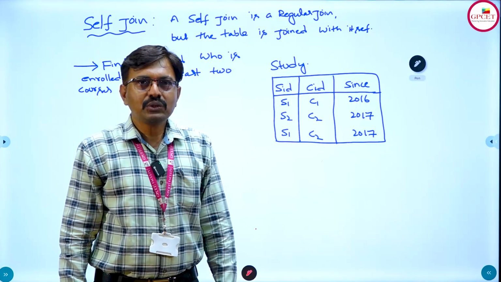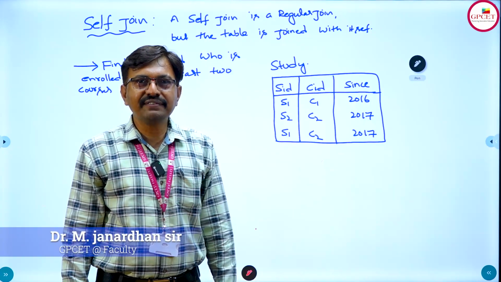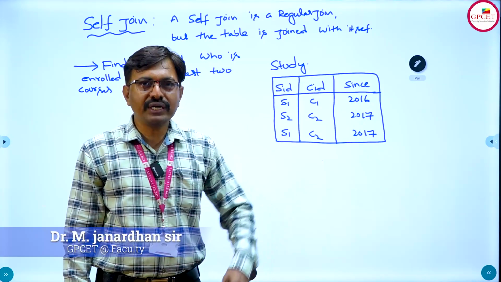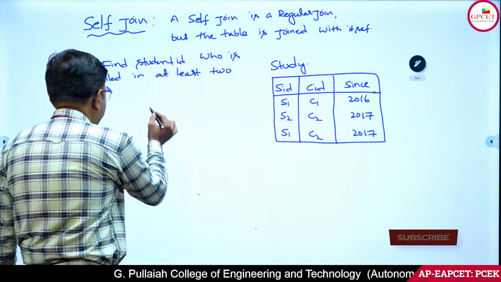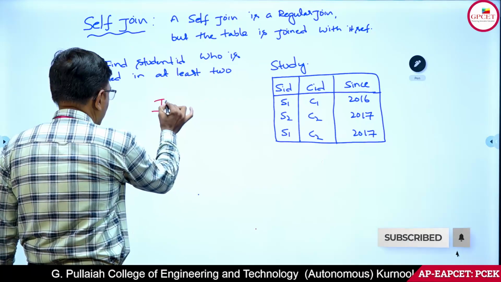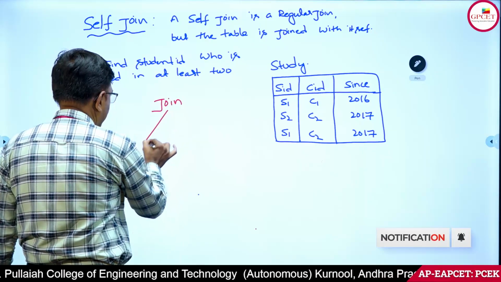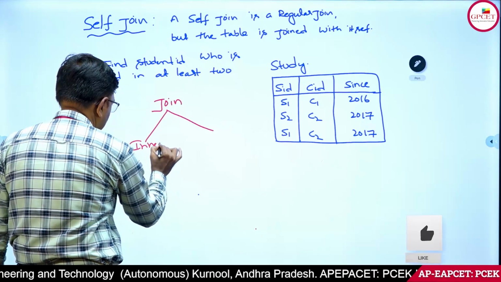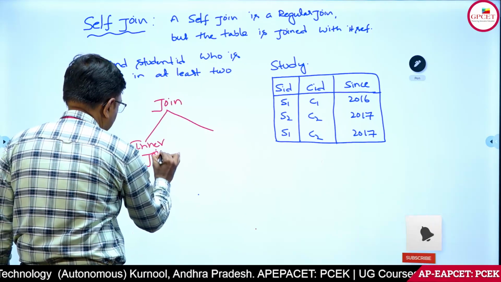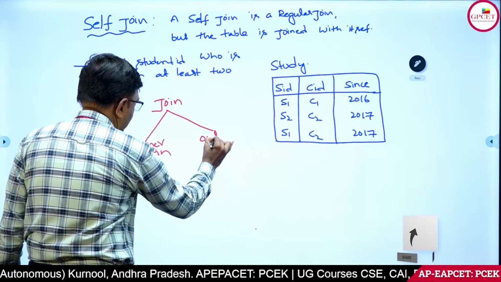Hello everyone. Today I am going to discuss self-join. What is meant by join? What are the different types of joins? Join has two different types. First one is the inner join. Second one is the outer join.